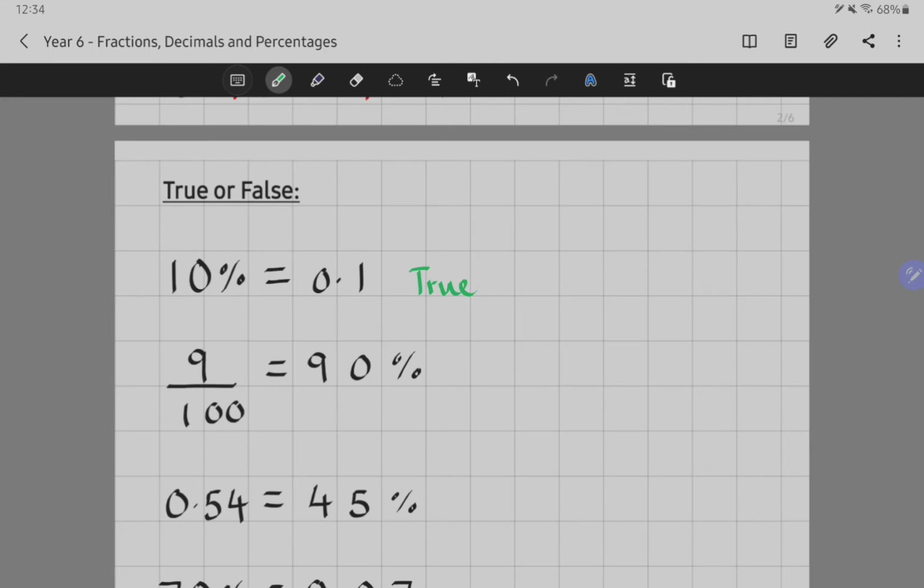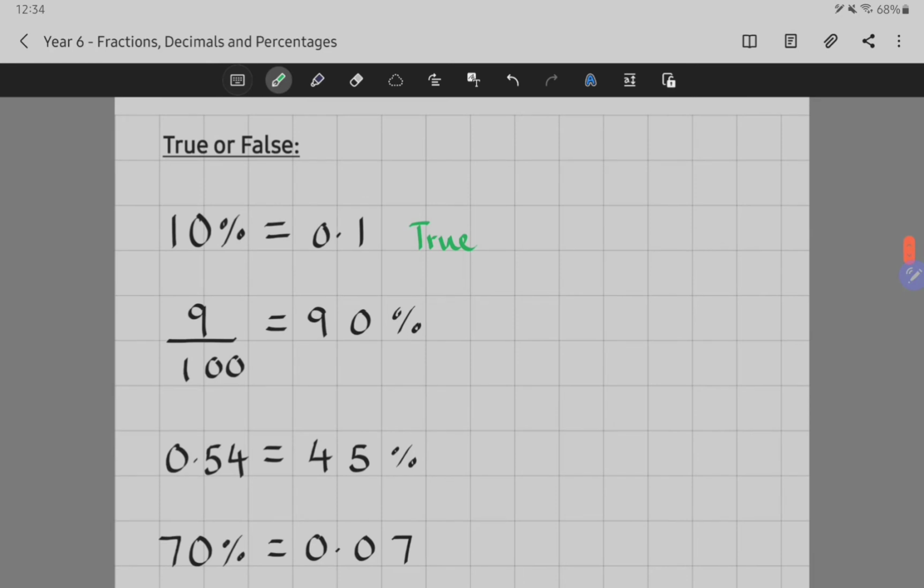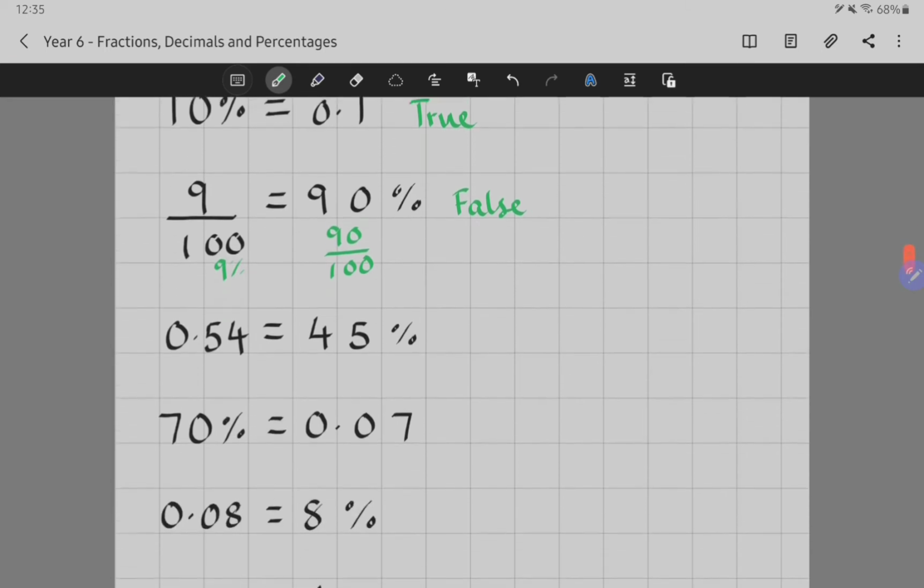Okay, 9 hundredths is equal to 90%. Okay, that one was false. Okay, 90%, 90 divided by 100. Or if I turn it into a fraction, sorry, I've got 90 100ths, not 9 100ths. Okay, 9 100ths is equal to 9%, so it's false.